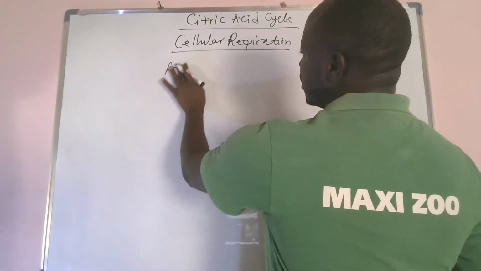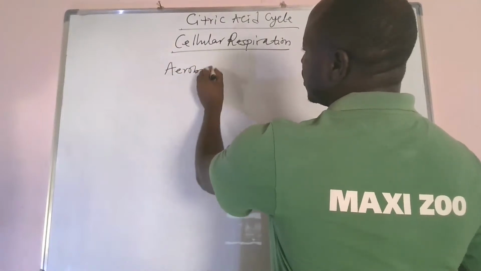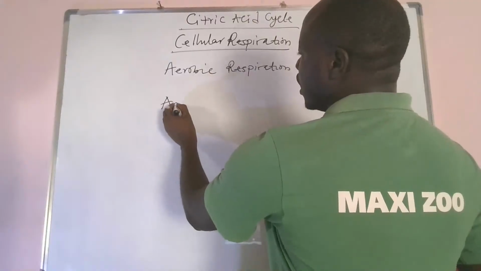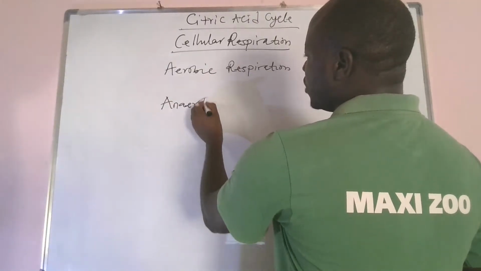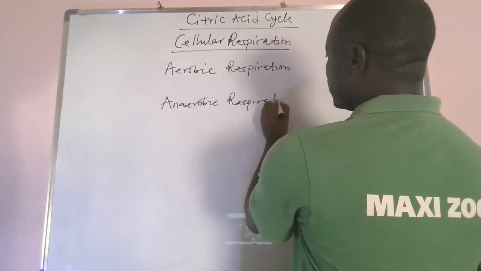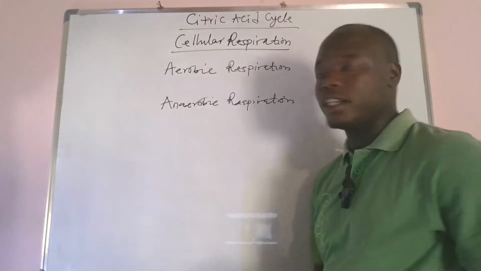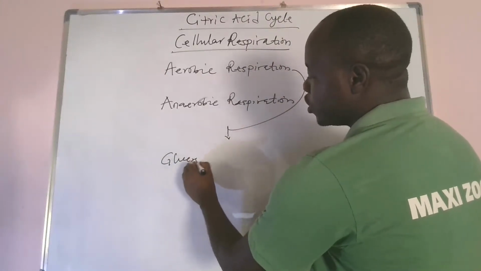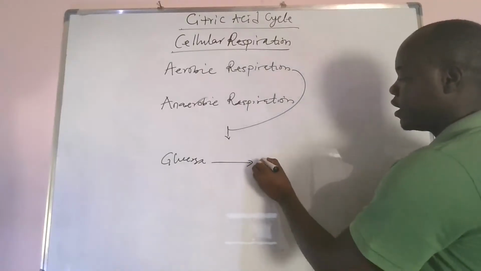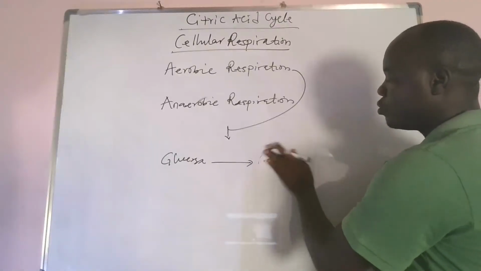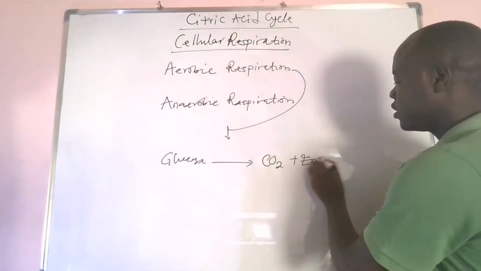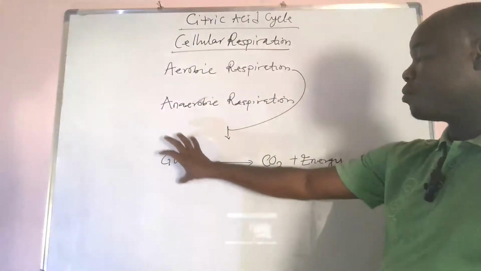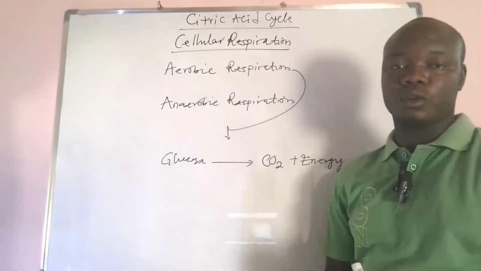We have aerobic respiration, that is number one, and then we have anaerobic respiration. So what is respiration in simple terms? When we say respiration, it means the breaking down of glucose to produce carbon dioxide plus energy. So that is cellular respiration: the breaking down of glucose, sorry, to produce carbon dioxide and energy, but it depends on the type of respiration.